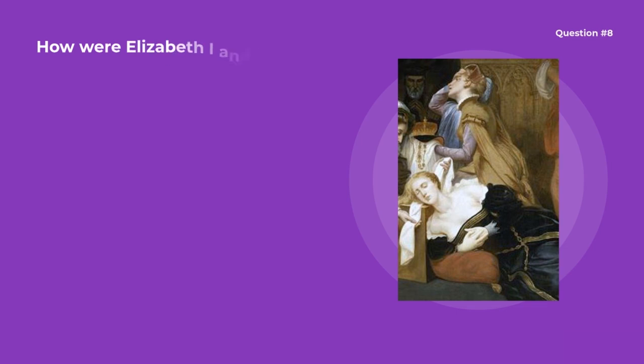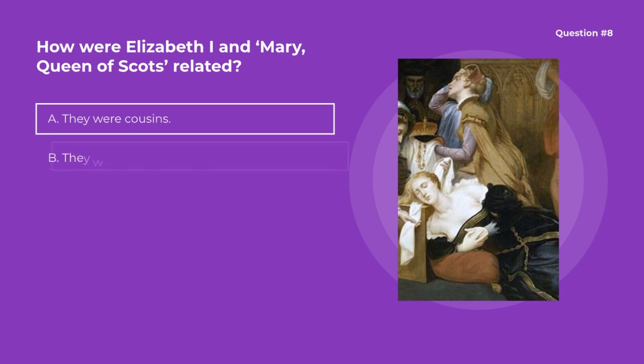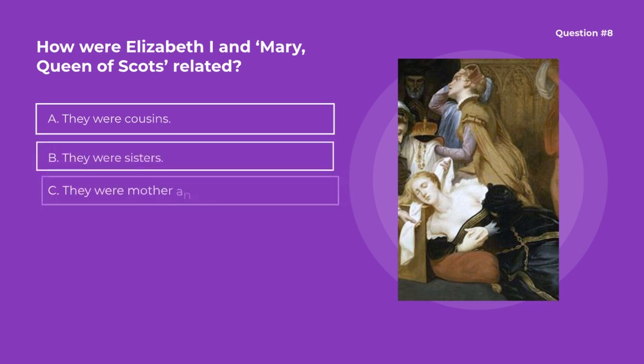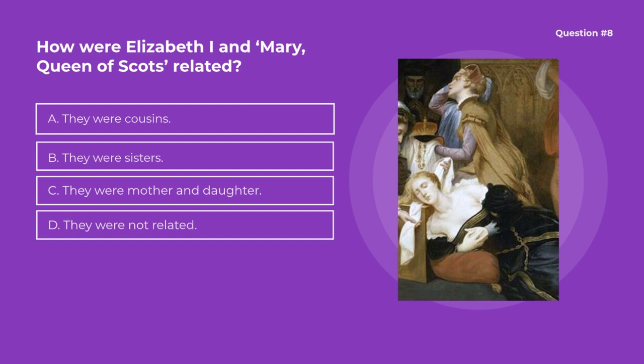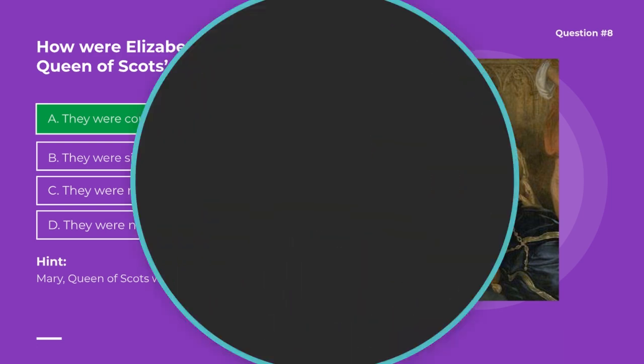Question number 8. How were Elizabeth I and Mary, Queen of Scots, related? Options are A. They were cousins, B. They were sisters, C. They were mother and daughter, D. They were not related. The correct option is they were cousins. Mary, Queen of Scots, was Elizabeth I's cousin.